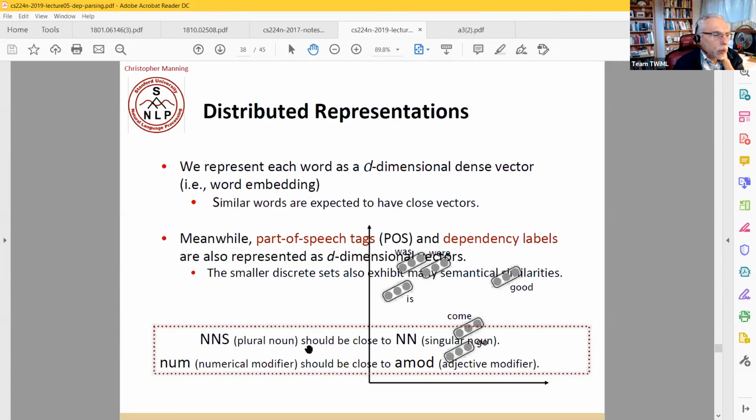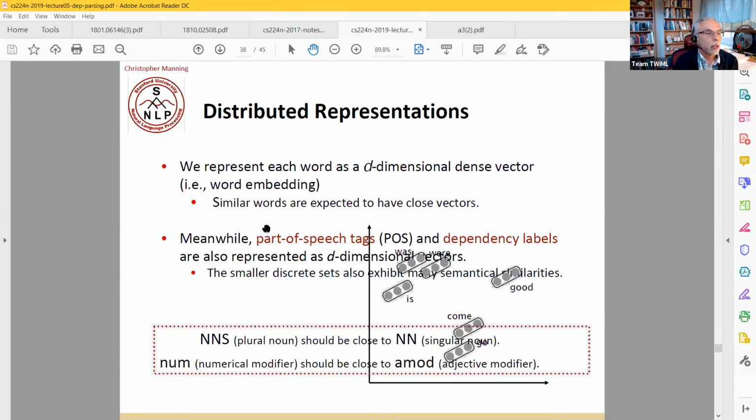NNS should be close to... NNS is a plural noun, so that's like cars. Should be close to the singular version of car. So what you're saying is that in this d-dimensional space, plural noun and singular noun should be close together. That makes sense. A numerical modifier, so if you say I have 2 cars, should be close to an adjective modifier. I have a red car. That would be an adjective modifier. So modifiers should be close together, whether they're numerical or adjectives, I guess.